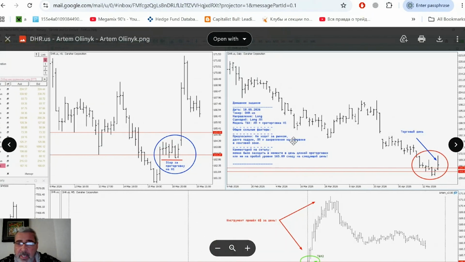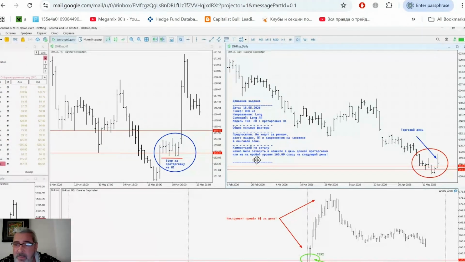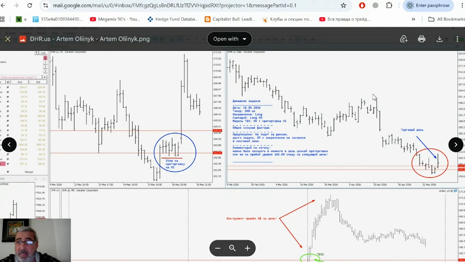Okay, here's the hourly and here's the daily chart. Let's look at the homework. Ticker direction, long trade. Okay, this is completely logical after such a massive drop. The drop was brutal. Just looking at it, it went from 220 down to 160, which is a 30% drop. Very solid. The stop loss is placed right behind the horizontal trend area.